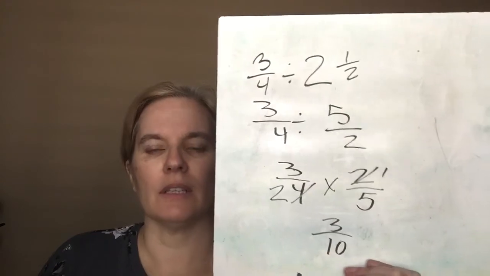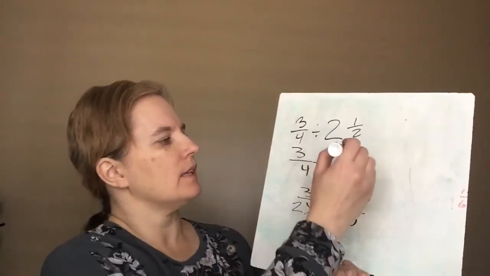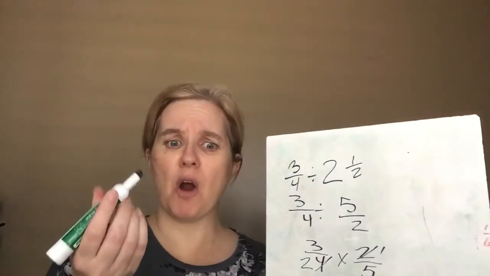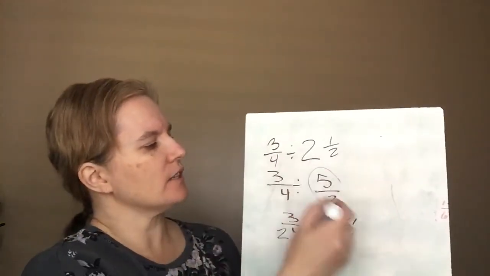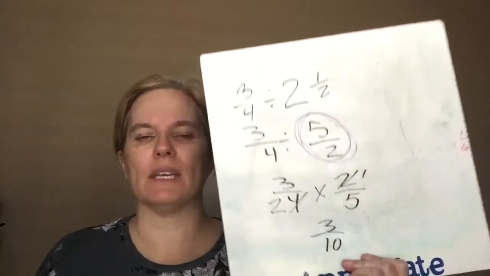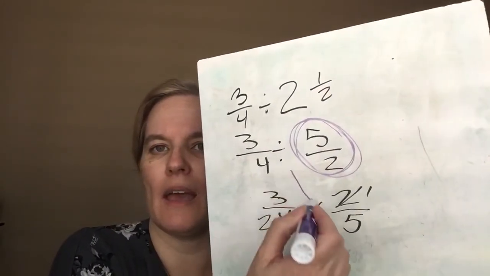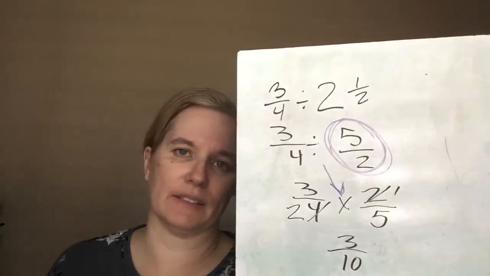That's it. The big thing you have to remember is, my marker is a brand new marker. Okay. Thing you've got to remember is to invert that second number before you multiply. If you don't, you're not going to get the right answer.